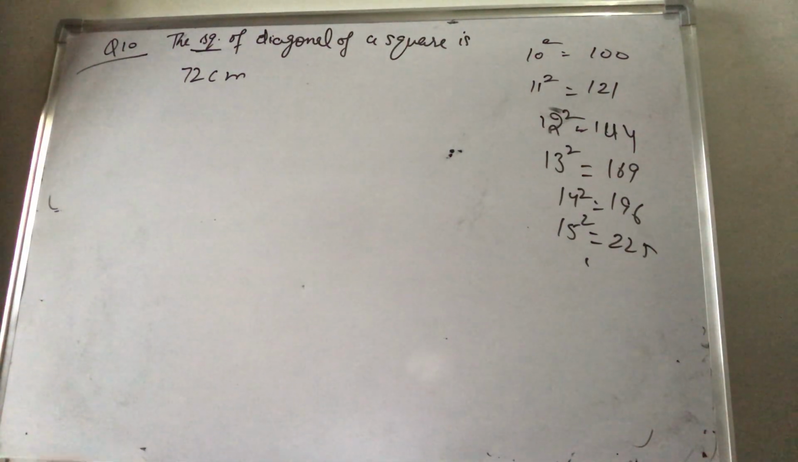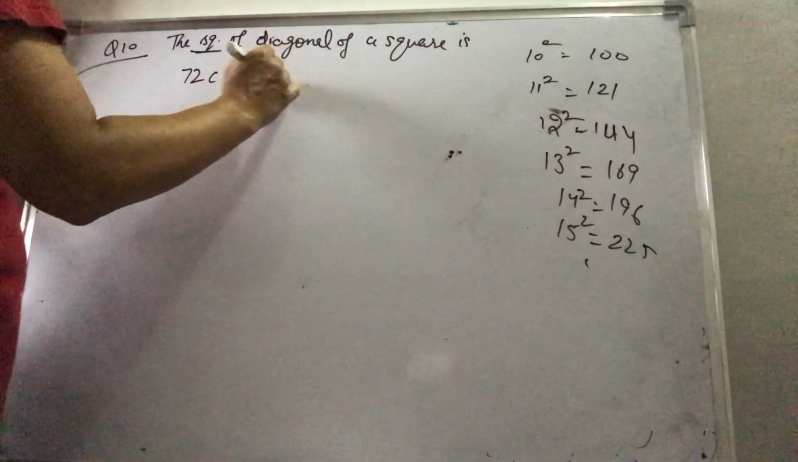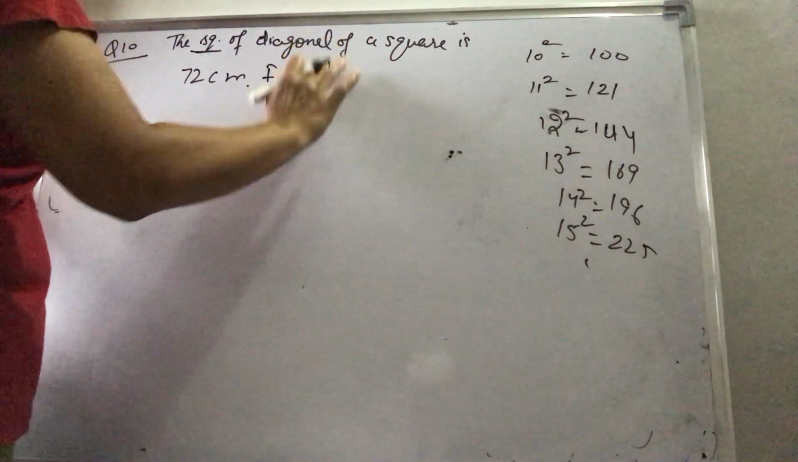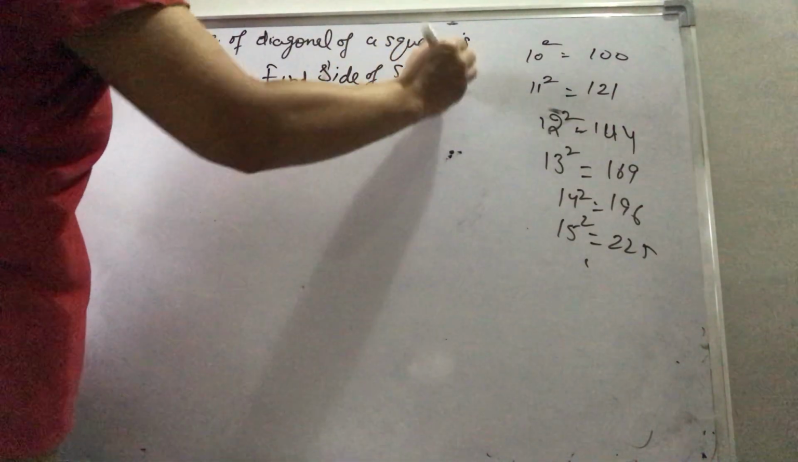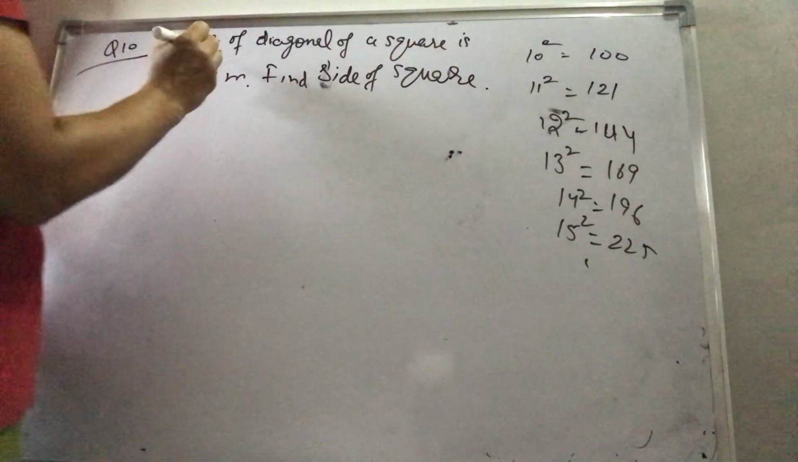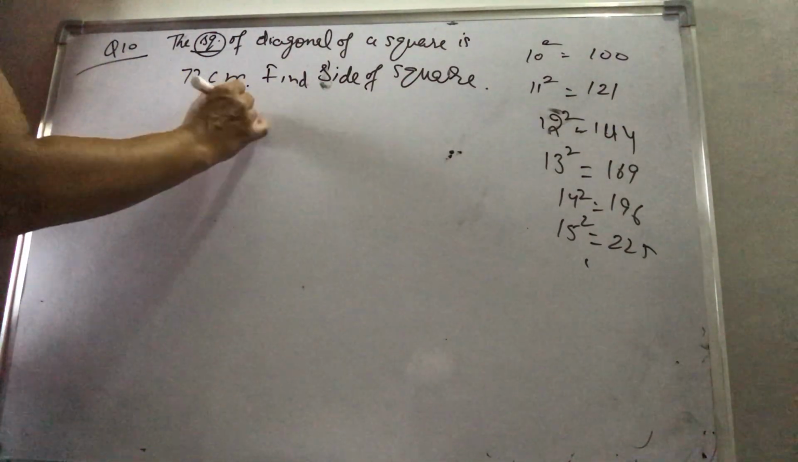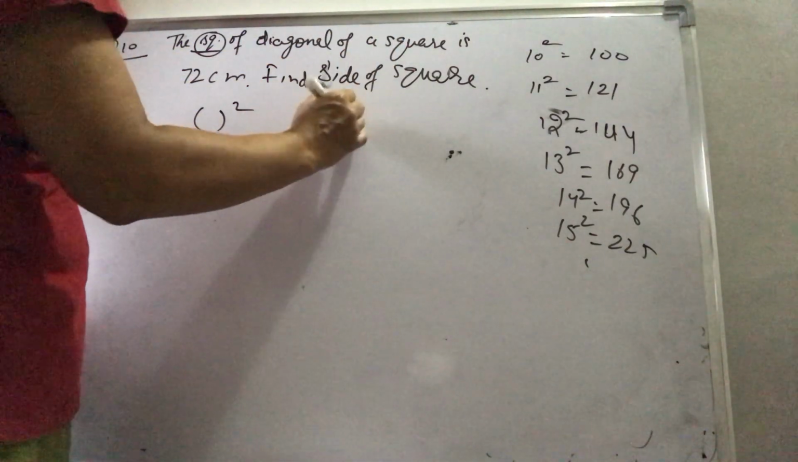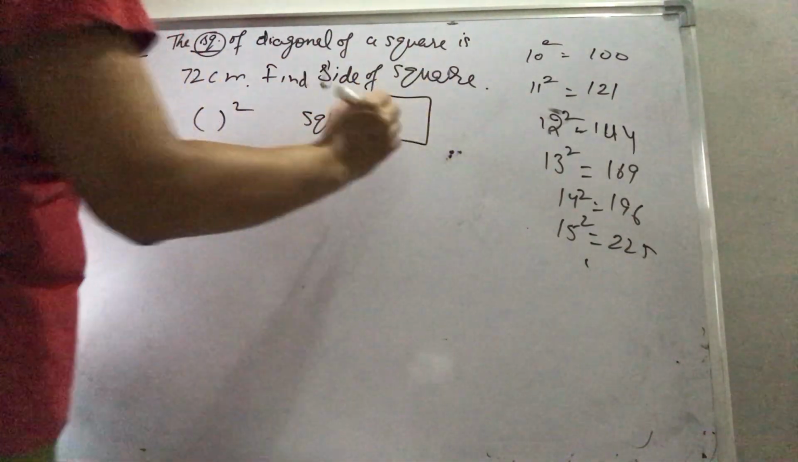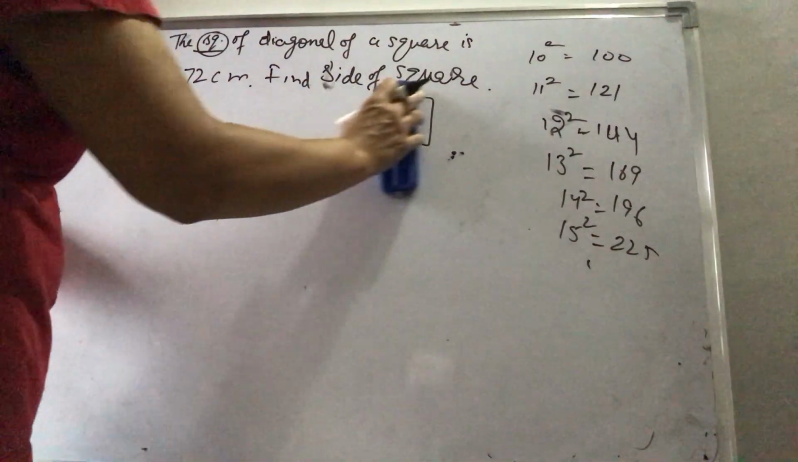Find the side of the square. Here this word square means the power 2, that square, and this word square means a 4-sided figure whose all sides are equal. Let's start this question.